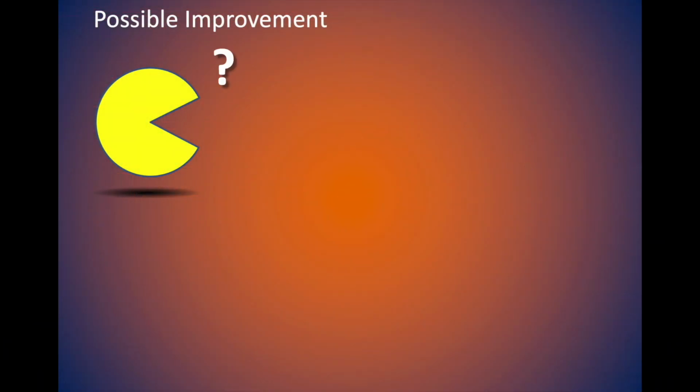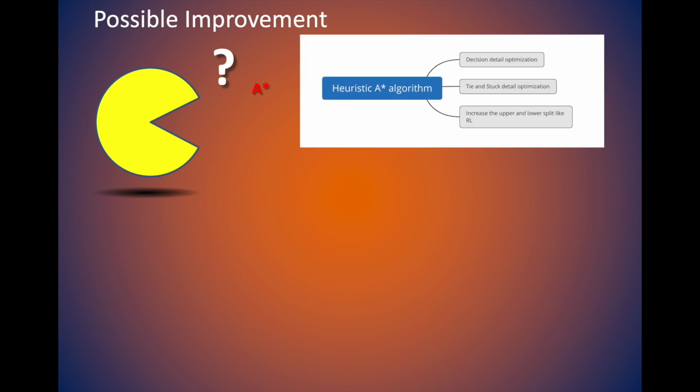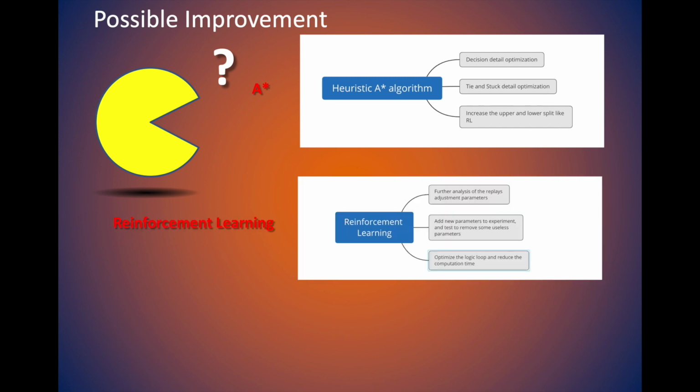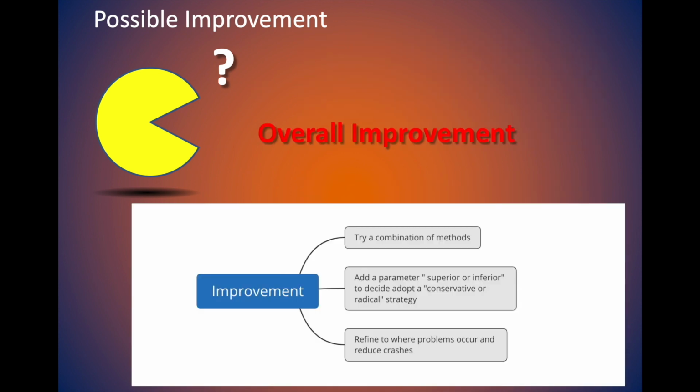As for the possible improvements in this assignment, for a start, we can increase the decision tree detail optimization and do the tie and stuck detail optimization, then increase the upper and lower split like in the reinforcement learning. As for the reinforcement learning, we can further analyze the replay to adjust the parameters, and add new parameters to solve the infinite loop.